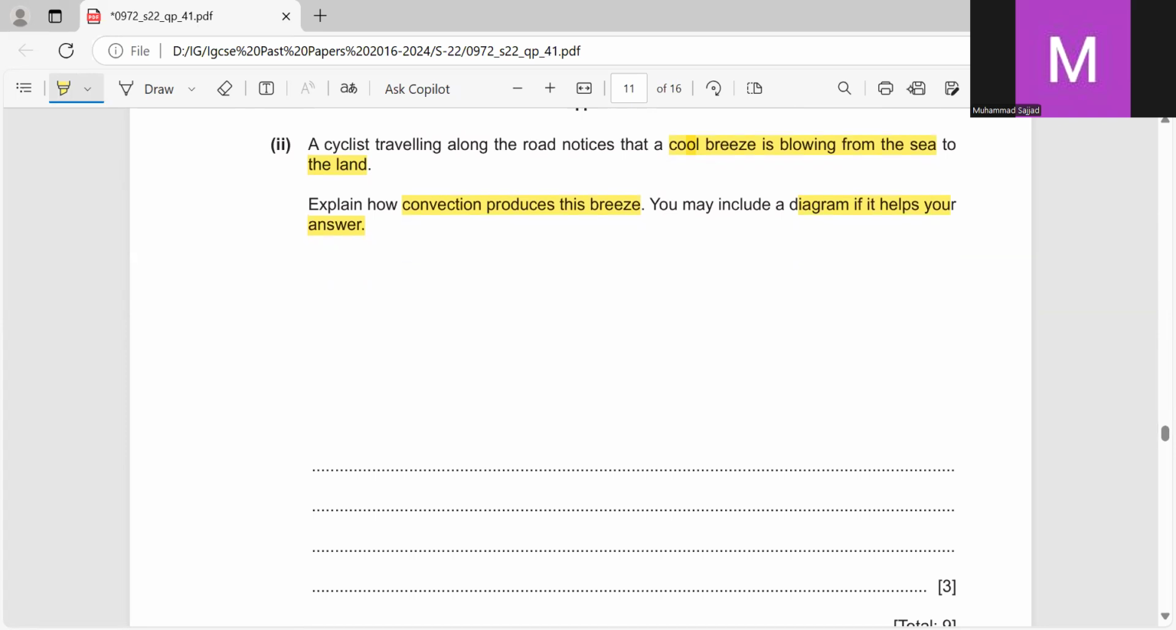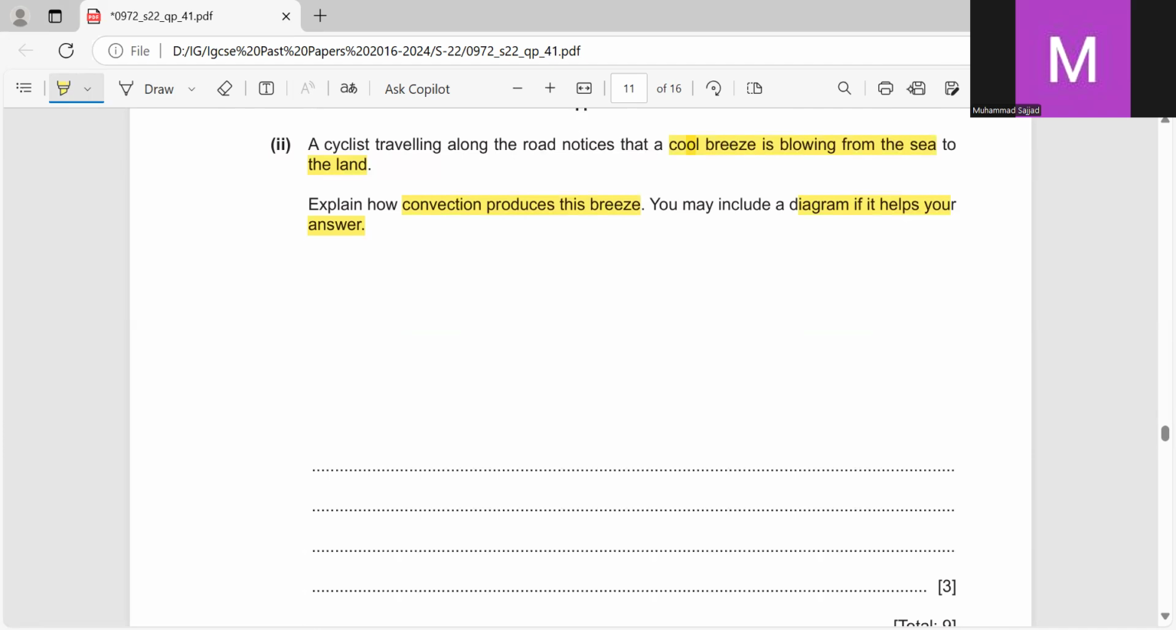And convection, of course, conduction, convection, and radiation, all these three modes of transfer of thermal energy, they need the difference of temperature for the thermal energy to flow from one body to the other body, from one place to the other place. But they have different mechanisms. Like convection is caused by the difference in density. Hot air, it rises up because it is less dense. And cool air, it sinks down because it is more dense. So this will be the key concept which we will be writing to score these 3 marks.